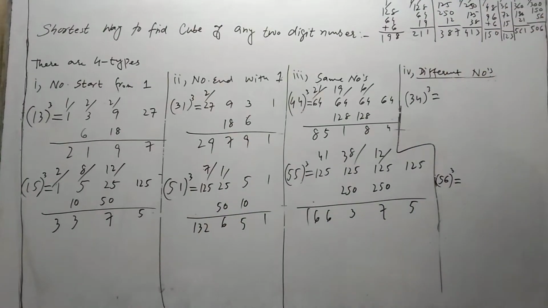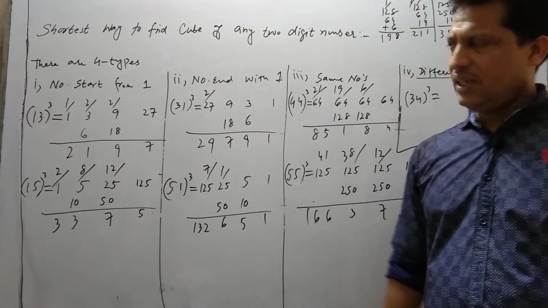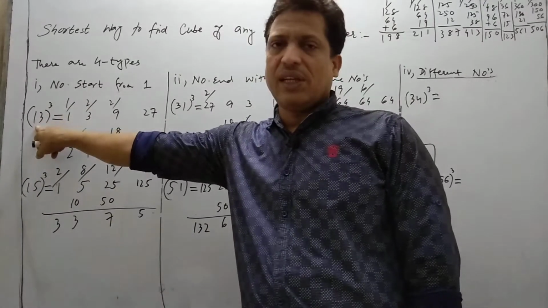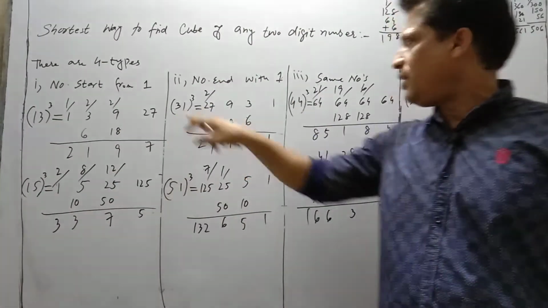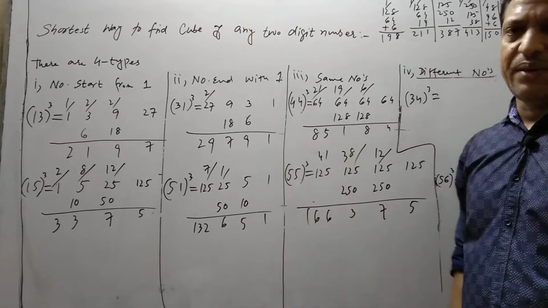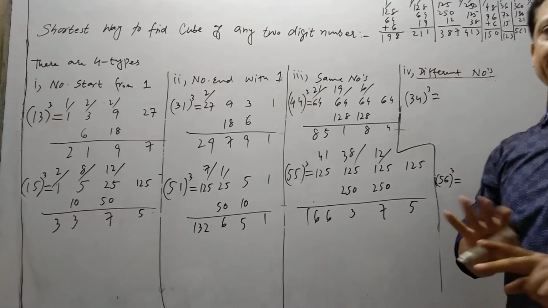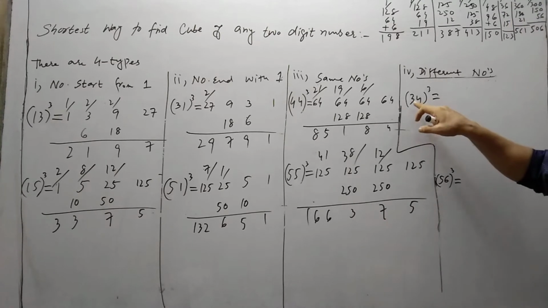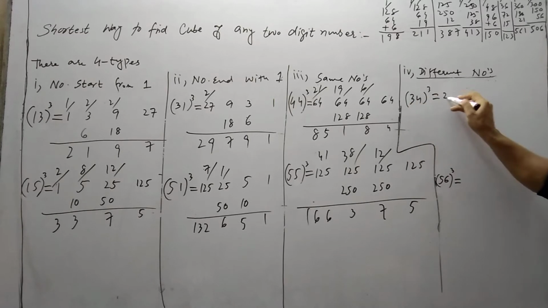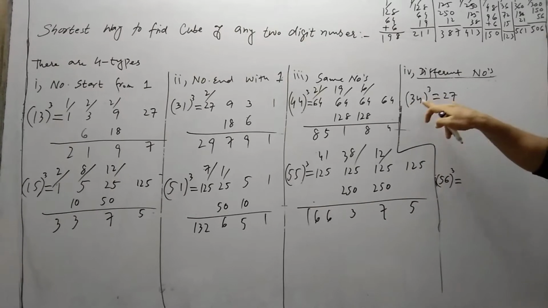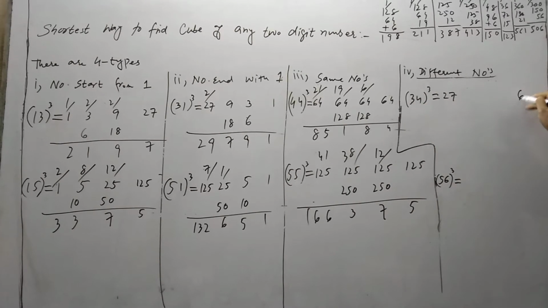Now, the last case. If both numbers are different, in this case the number should start from 1. In this case, the number should end with 1. In this case, the number should be the same. But if the numbers are different, don't take any tension. First, you have to take the cube of the first number. 3 cube is 27. Now take the cube of the second number. 4 cube is 64.